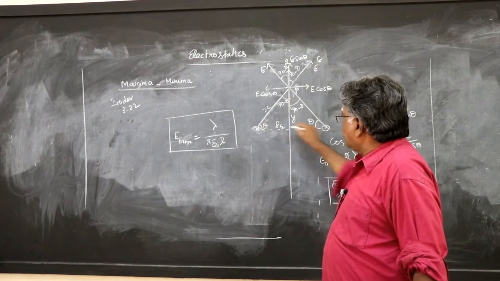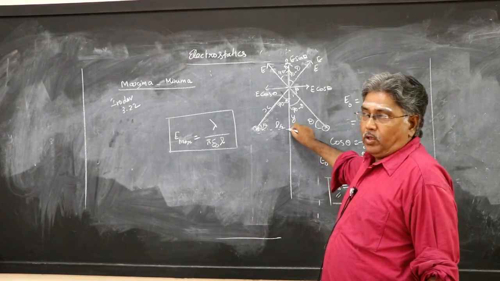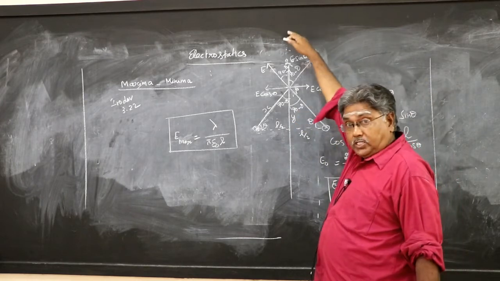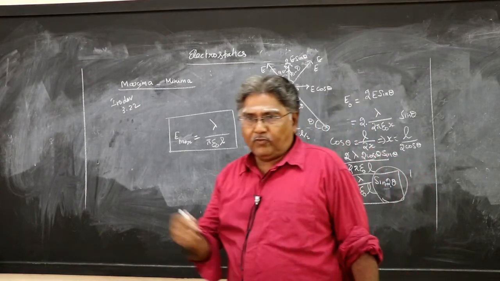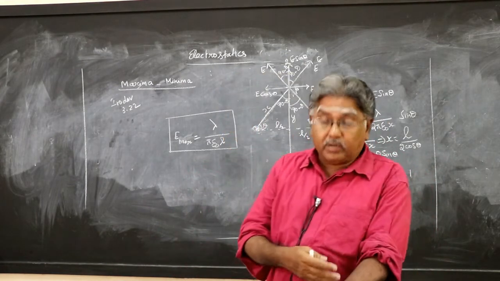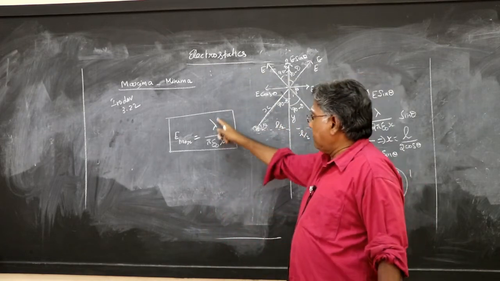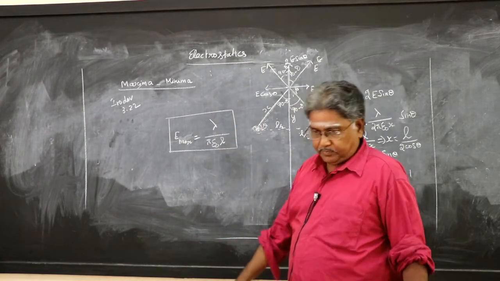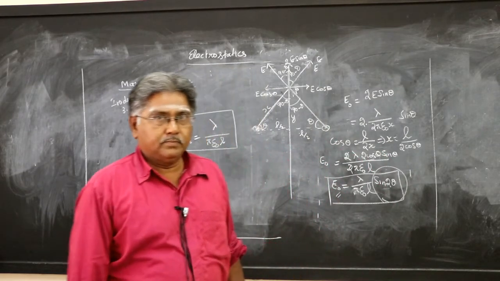Midway between these two infinitely long line of charges, electric field is 0. Somewhere at a very large distance also it has to be 0. Therefore, you have a chance that somewhere in between it will be maximum. That maximum value of the electric field is lambda by pi epsilon naught L. Is it clear?